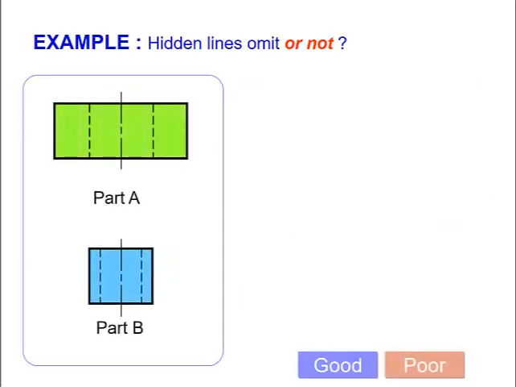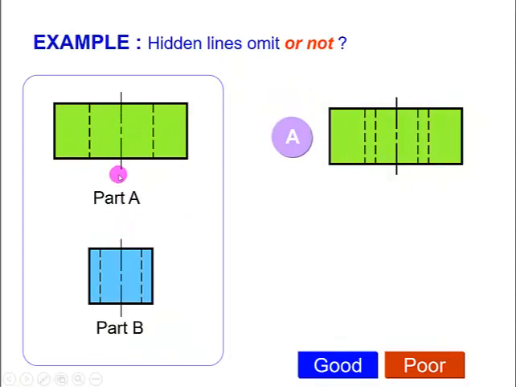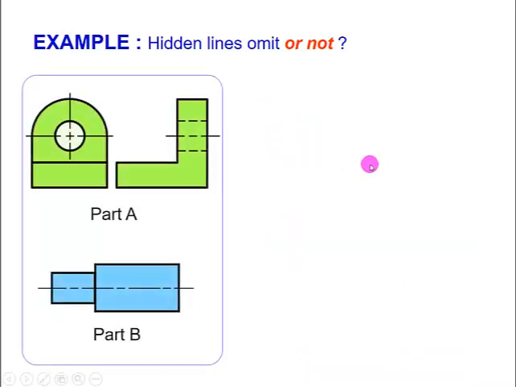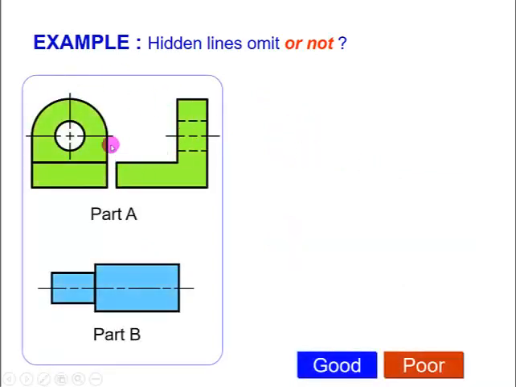Next one, part A and part B, and when they go together, you will see like this or like this. I would say that the A one is the perfect one to show that there's something inside, that's why you can see the hidden line. But B is very poor, because you can't see anything inside. So just go for A. That's a good one.